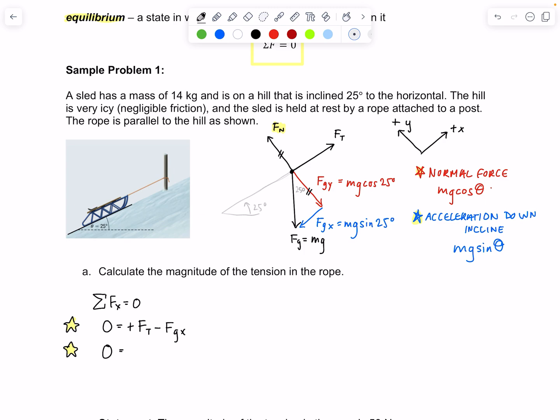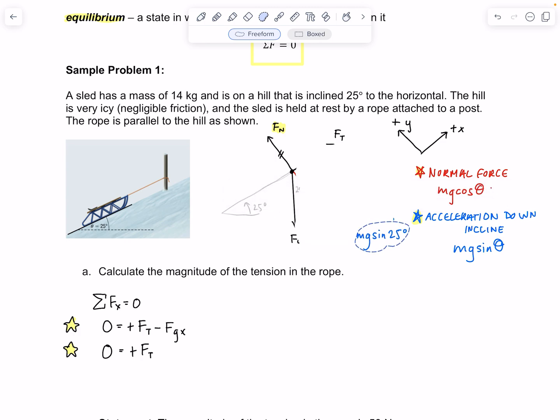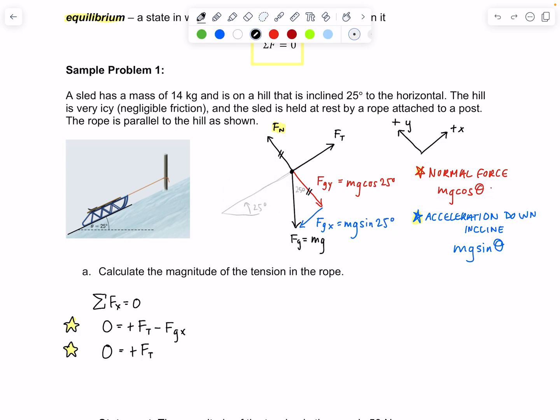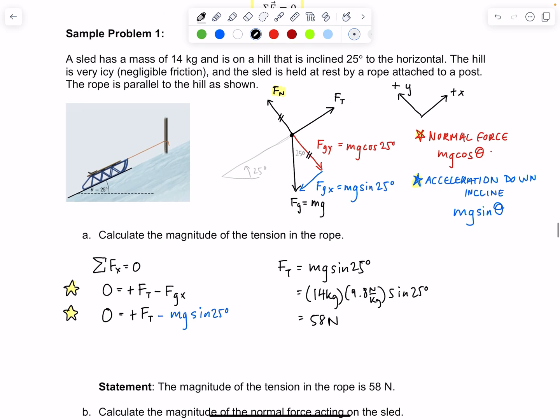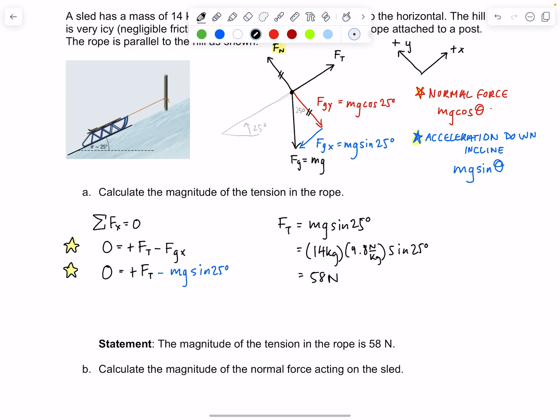We can replace this with the x component of the force of gravity, which is mg sine 25 degrees. So we can see if we rearrange this, that the force of tension is equal to mg sine 25 degrees, which is 14 kilograms times 9.8 newtons per kilogram times the sine of 25, and we get 58 newtons. So in this example, the magnitude of the tension in the rope is 58 newtons.